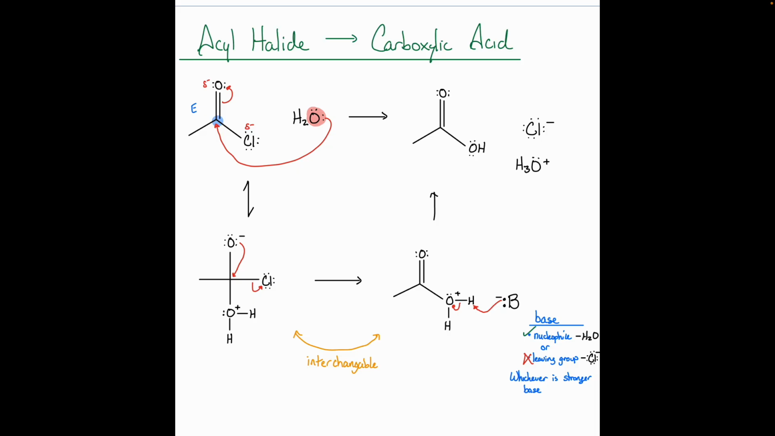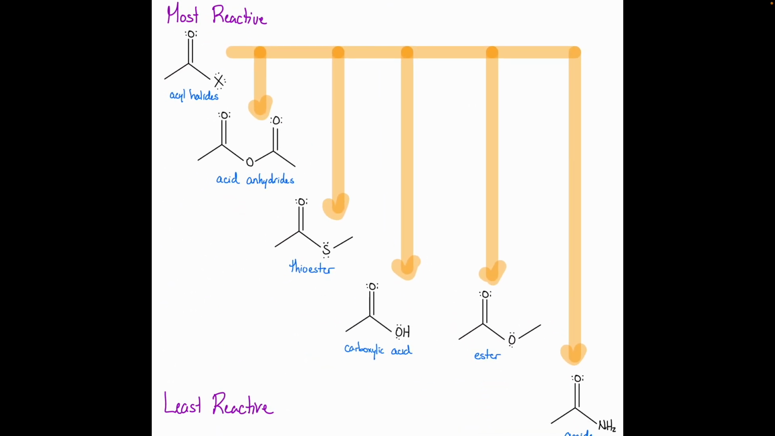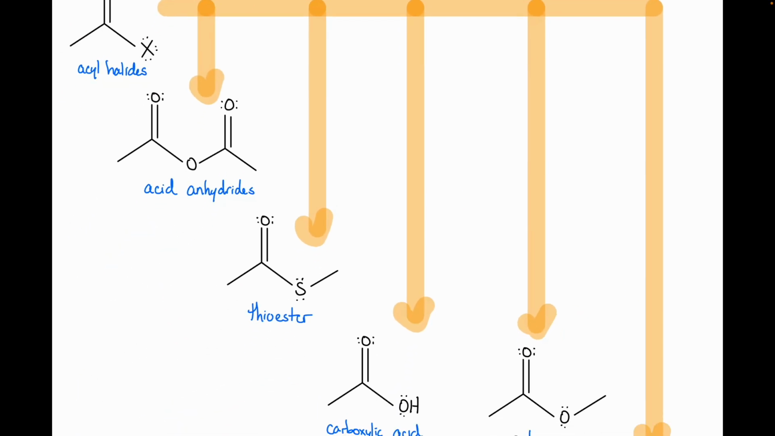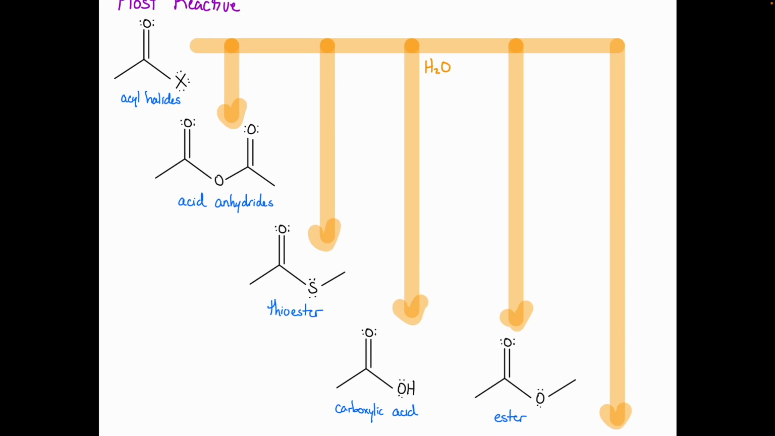Cool, all right, so like we said, we can go from something more reactive to something less reactive, and in order to go from our acyl halide to our carboxylic acid, all we needed to do was add water. So then let's try to fill out the rest of these here. How would I go from an acyl halide to an ester? What would I need to add?